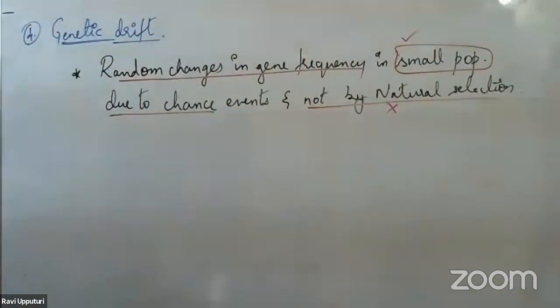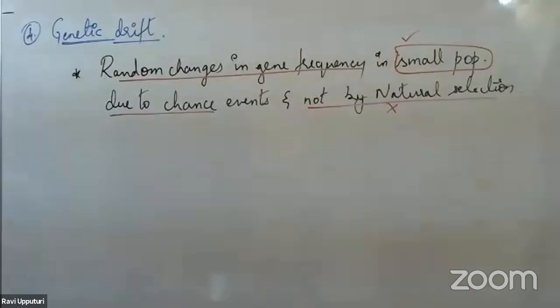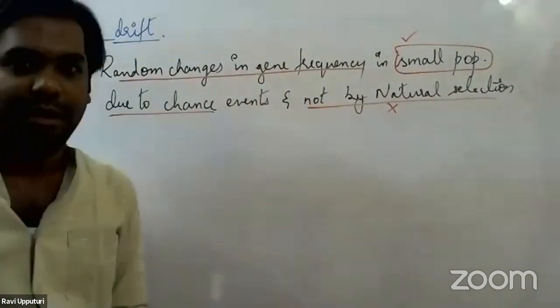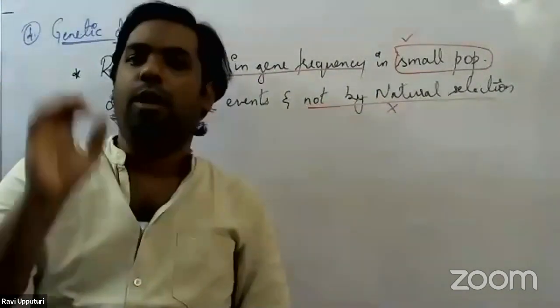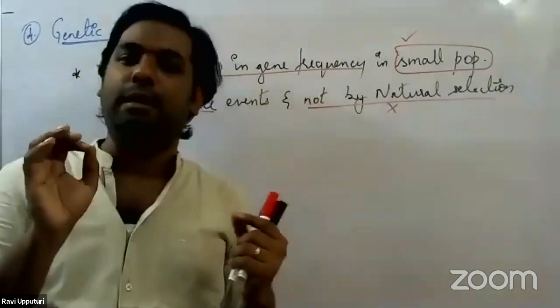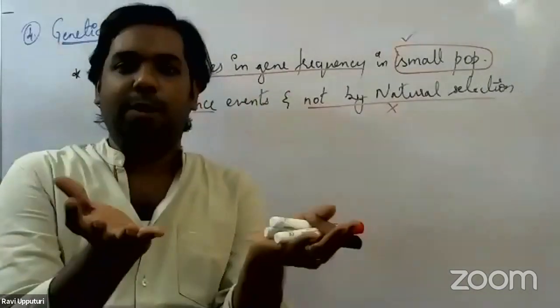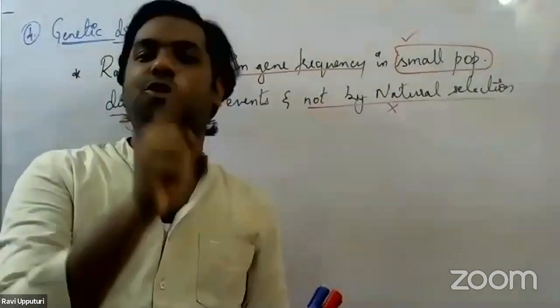So how do we define genetic drift again? Any random changes that occur in the gene frequency in a small population, and that too by chance and not by natural selection. This is called genetic drift. So let us take a simple example to understand this. Let us talk about a small population. Let us consider a population where one particular gene has two alleles.